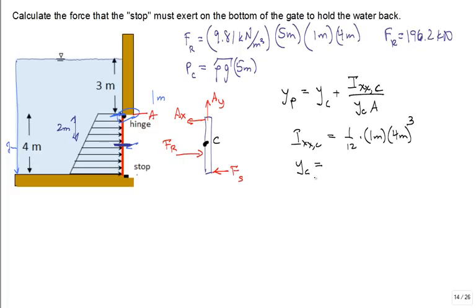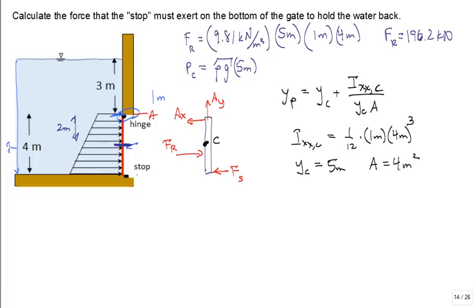6 or 5? No, y of C. 5 meters. True? Okay. What's the area? We already did the area: it is 4 meters squared.